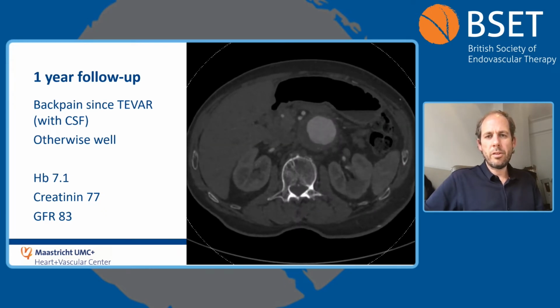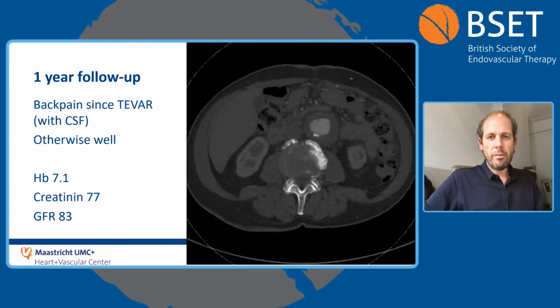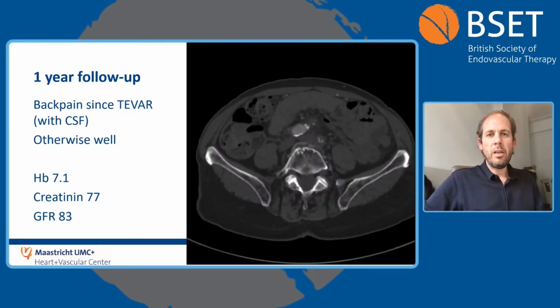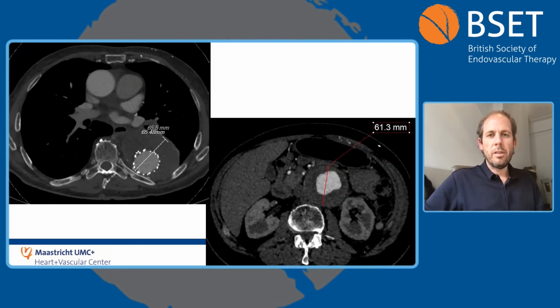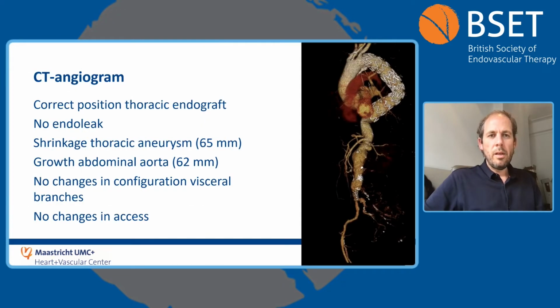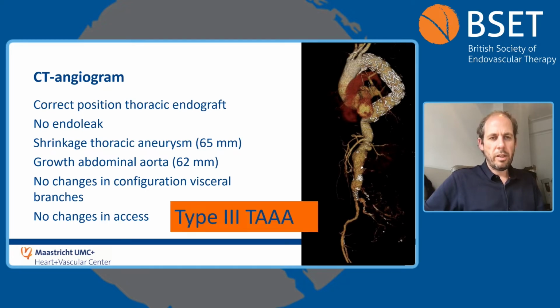No changes in the visceral segment. However, difficult to see, but there is further dilation of the abdominal part. And actually on the left you can appreciate that the thoracic aneurysm has shrunk. So, a correct position, no endoleaks, shrinkage in the chest, growth in the abdomen, no further changes and no changes in axis. Again, we've now made this a type 3 thoracoabdominal.